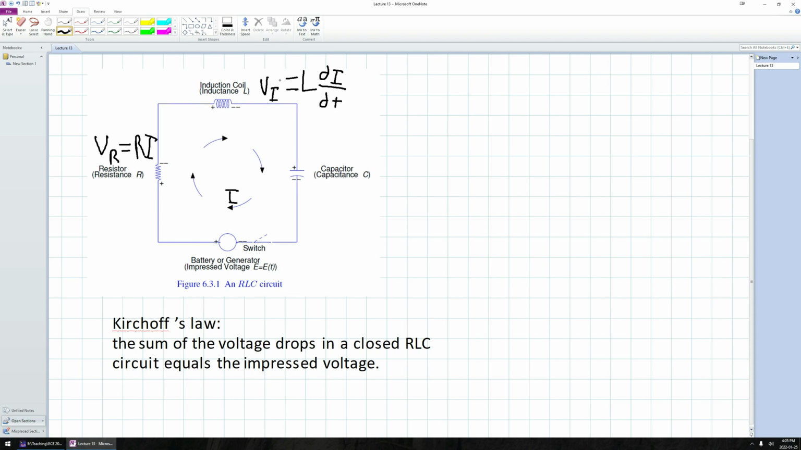Okay? So here, since I have a derivative popping up here, when I go to apply Kirchhoff's law and add these together, I'm going to get a differential equation.